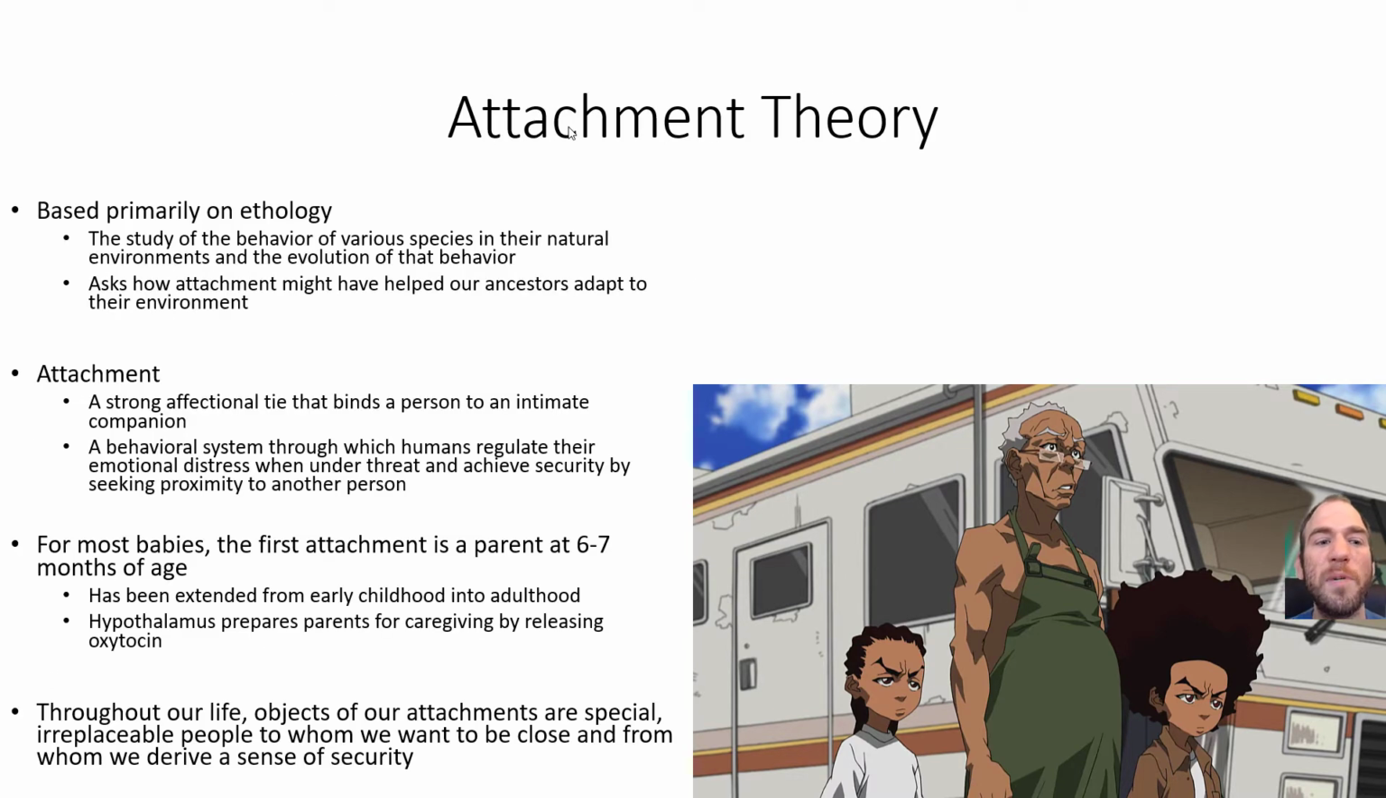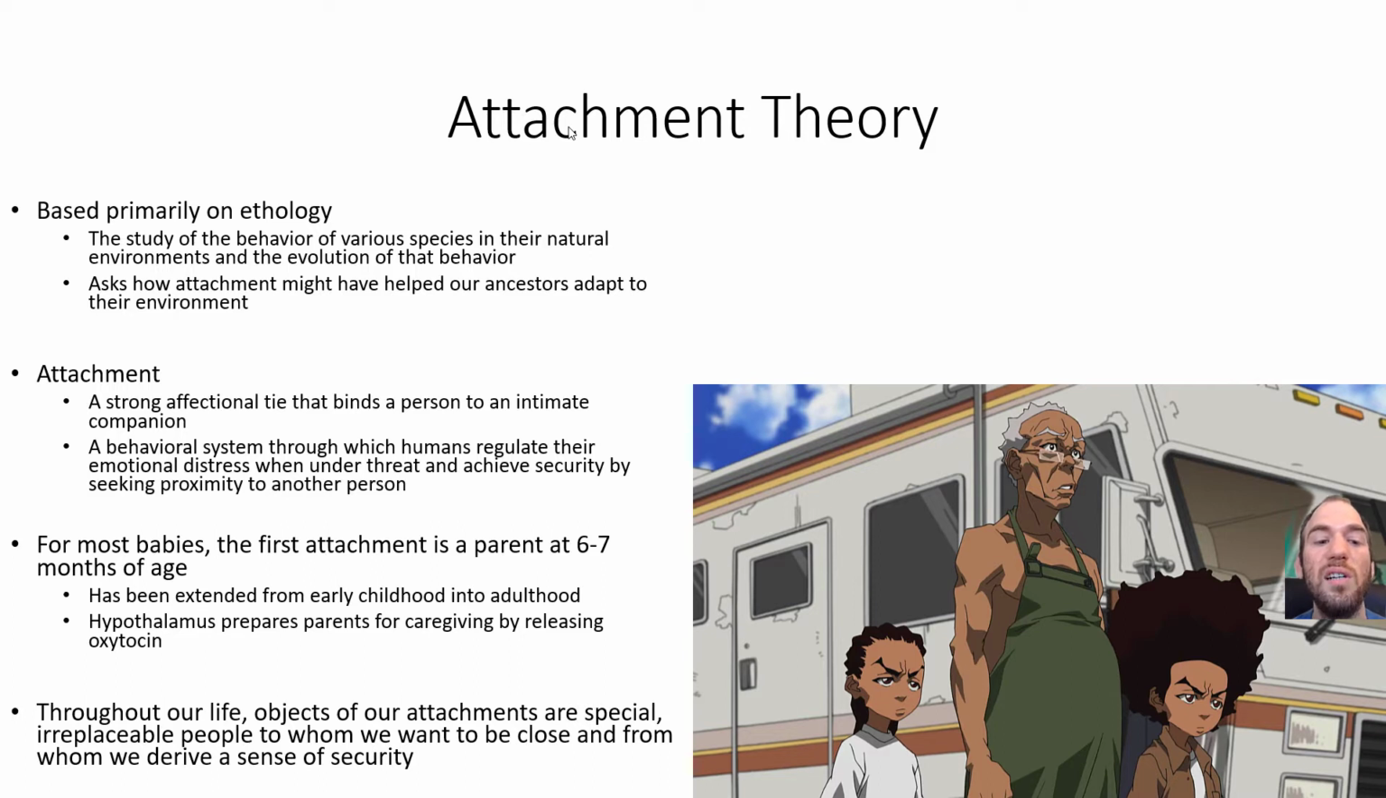The attachment theory is based primarily on ethology, the study of the behavior of various species in their natural environment and the evolution of that behavior. It asks how attachment might have helped our ancestors adapt to their environment. Attachment can be defined as a strong affectional tie that binds a person to an intimate companion, a behavioral system by which humans regulate their emotional distress when under threat and achieve security by seeking proximity to another person. For babies, the first attachment is to a parent at about 6 to 7 months of age.